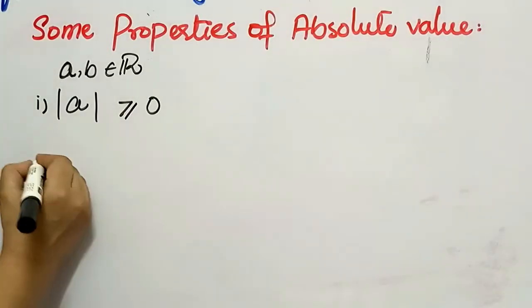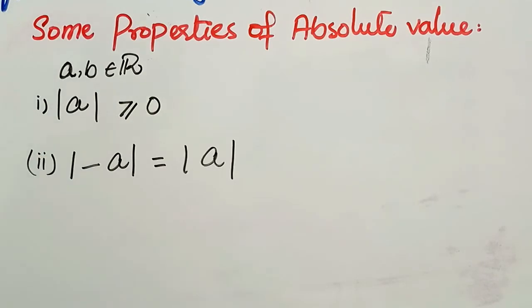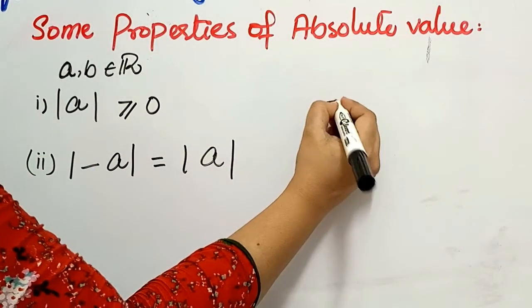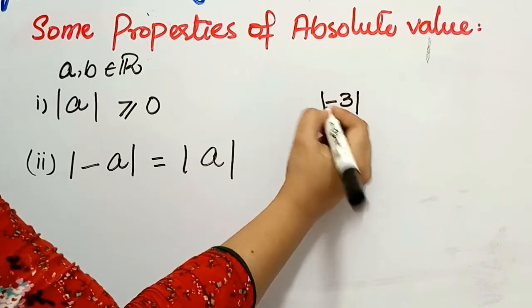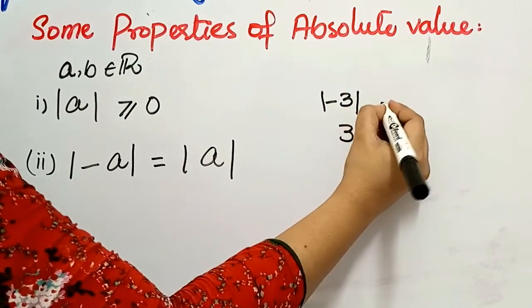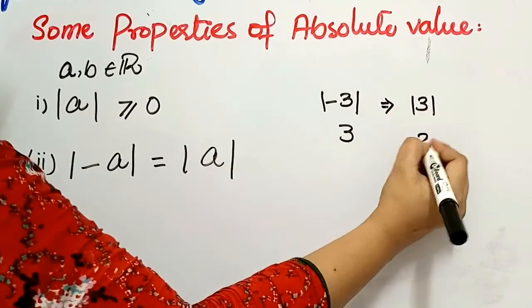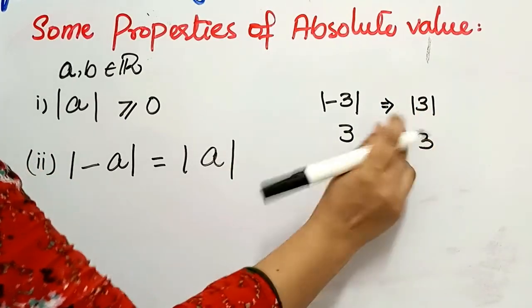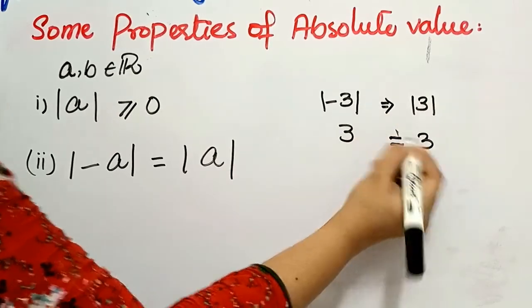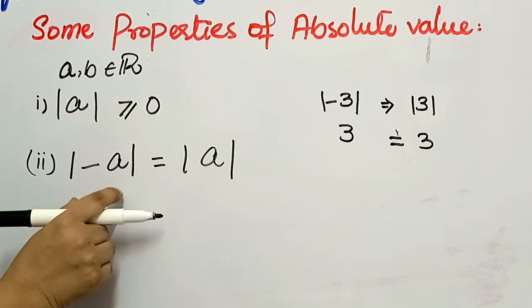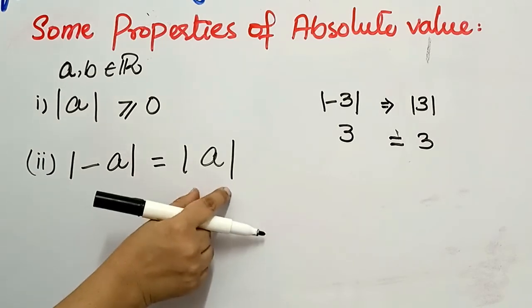The second property is mod of minus a is equal to mod of a. As we know that mod of minus 3 is equal to 3, and mod of 3 is also equal to 3. So these two are equal. So mod of minus a is equal to mod of a.